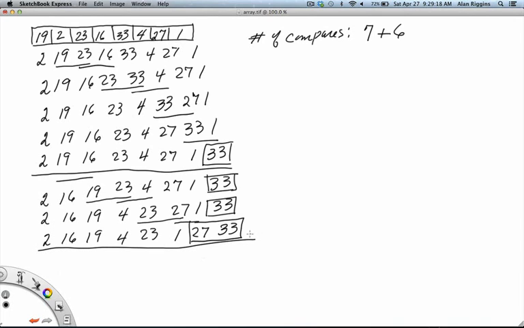So starting again, we have 2 and 16, and that's fine. We go down to the next set. We have 16 and 19, and that's fine. We go down and we see 19 and 4, not fine. We have to swap them. The 4 is smaller than the 19. So we have 2, 16, 4, 19, 23, 1, 27, and 33.